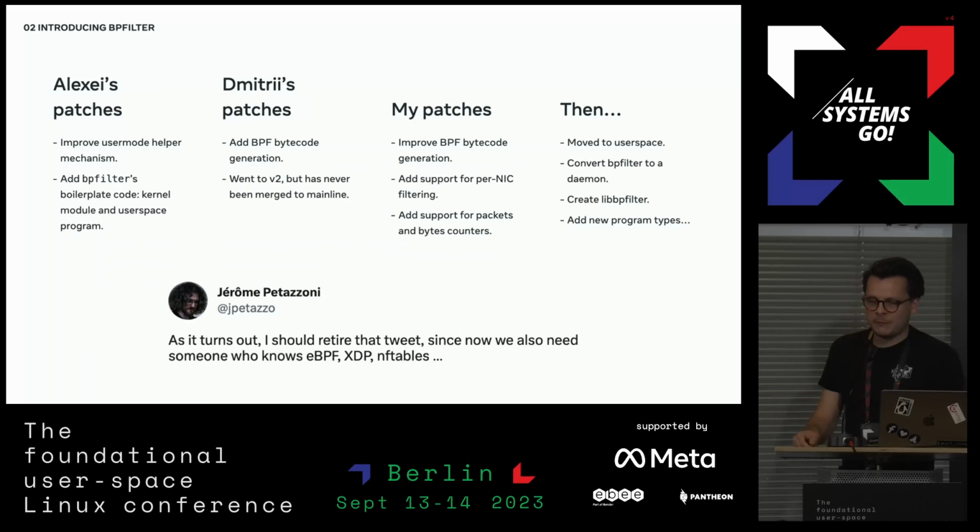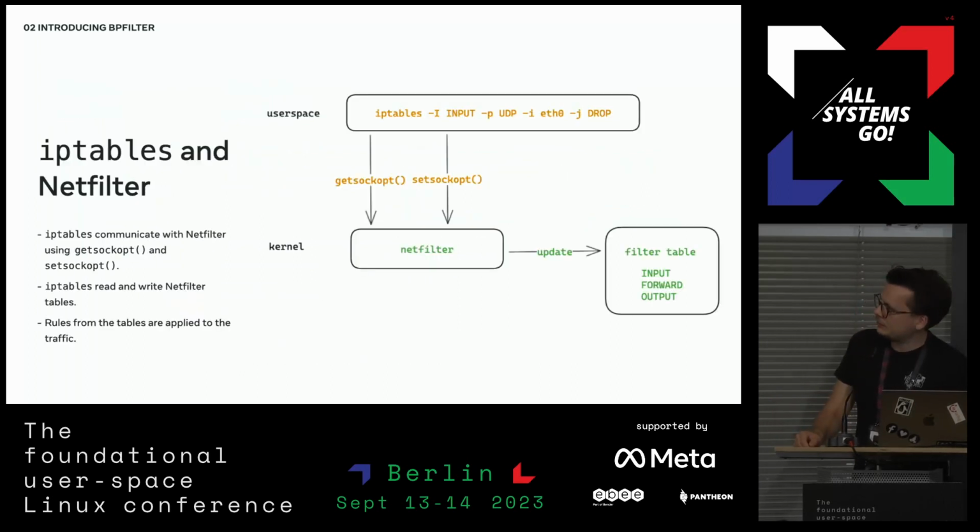Before we dive a bit more into what bpfilter is exactly and how it works, let's go back to iptables again. I guess most of you know what this iptables command line means. For those who don't, we call iptables with -I INPUT, which is the chain we want to add the rule to. The filtering rule would be in the input hook of Netfilter. And then we want all the packets using UDP and coming from interface eth0 to be dropped.